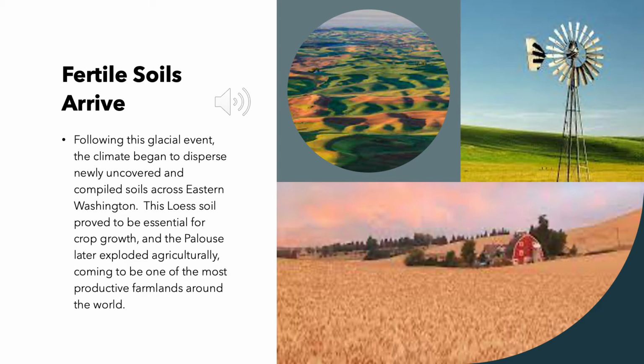During these glacial flooding events, the climate began to disperse newly uncovered and compiled soils across eastern Washington. This loess soil, as it's called, proved to be essential for crop growth as it is one of the most nutrient-rich and efficient soils in the agricultural industry. The Palouse later exploded agriculturally, coming to be one of the most productive farmlands around the world.